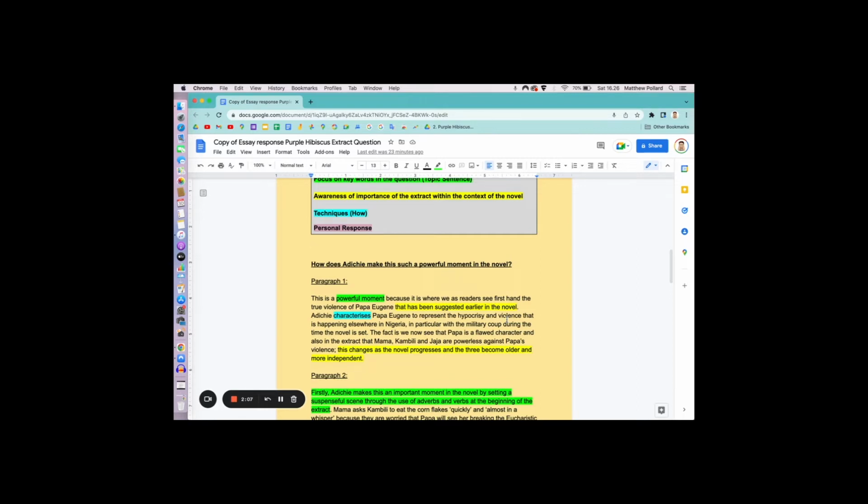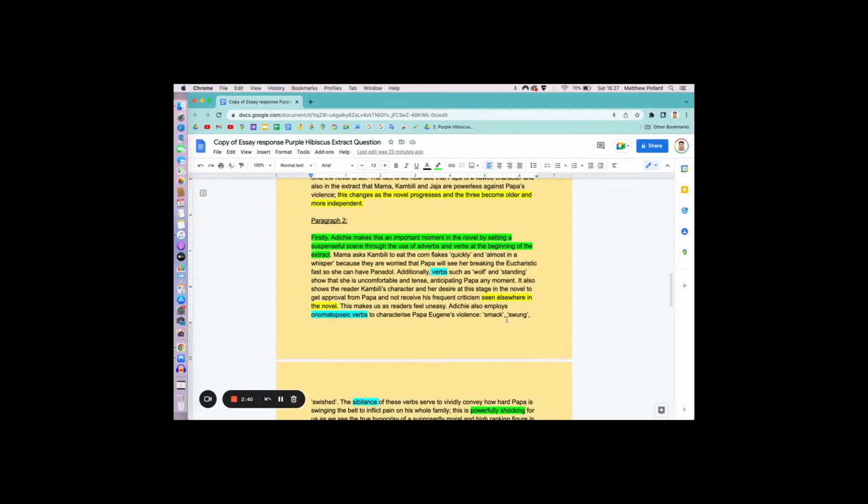The fact is, we now see that Papa is a flawed character, and also in the extract that Mama, Kambili and Jaja are powerless against Papa's violence. This changes as the novel progresses and the three become older and more independent. Characterises is highlighted in blue because it is a narrative technique and so is addressing the how part of the question. One final tip on introductions is to keep them short. 3 sentence maximum would be my guide.